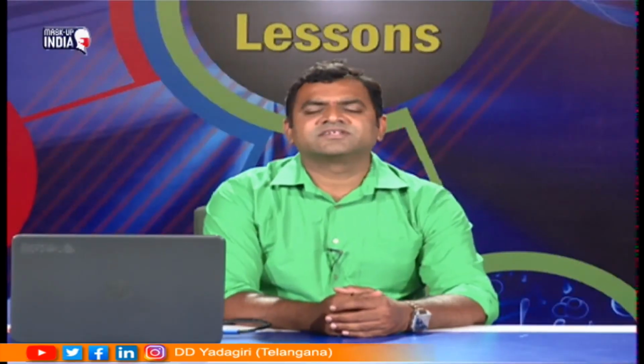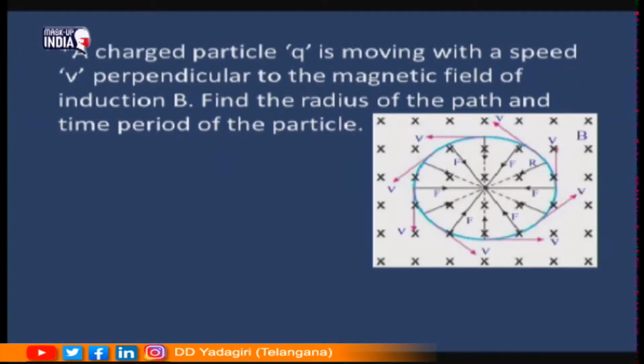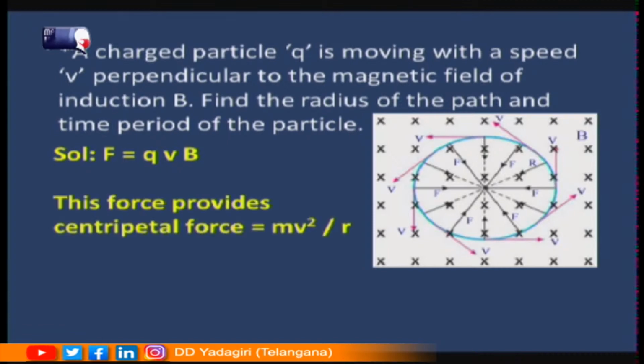Children, let us solve another numerical. A charged particle Q is moving with the speed v and perpendicular to the magnetic field of induction B. Find the radius of the path and time period of the particle. So, we know force is equal to BVQ or QVB. This force provides necessary centripetal force for the particle to make a circular motion. Centripetal force is given by mv square by r, where r is the radius of the circle. So, QVB must be equal to mv square by r.